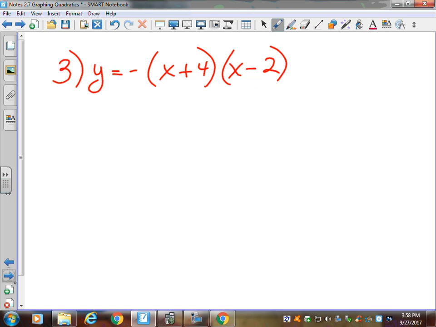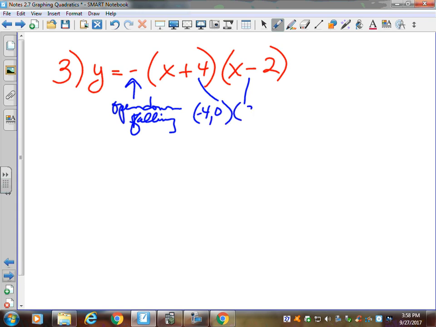In my third example, I have a negative at the front again. So again, this is going to open down. So that means it's going to fall. I have my zeros of the function. 4 is going to be negative when you make it the opposite. 2 is going to be positive when you make it the opposite. So these are my x-intercepts, or my zeros of the function. So let's start off plotting that. Over -4, stay on the axis. Over +2, stay on the axis.